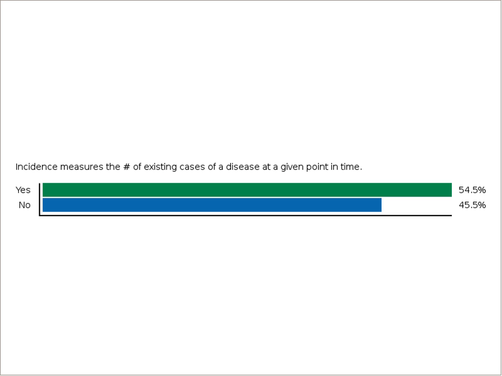Okay, we're going to go to the results. So this was close here. 54%, 55% said yes, that incidence measures the number of existing cases of a disease at a given point in time, and 46% of you said no, that is not the correct definition. And no, it's not the correct definition. So again, think of prevalence as that snapshot at a given point in time of the diseases that exist, whereas incidence measures the development of new cases over a period of time.